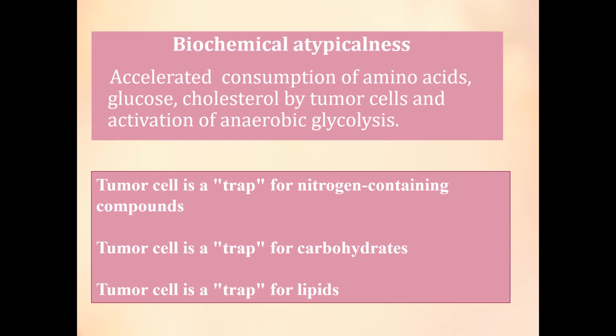In atypicalness of metabolism, lipid metabolism is characterized by an increase in the utilization of high-density fatty acids and cholesterol. That's why we say the tumor cell is a trap for lipids, and an increase in the synthesis of lipids that make up the cellular structure. Due to the intensive absorption of fatty acids, lipoproteins, and cholesterol from the blood by tumor cells, the occurrence of atherosclerotic change in the vessels of cancer patients is relatively low.